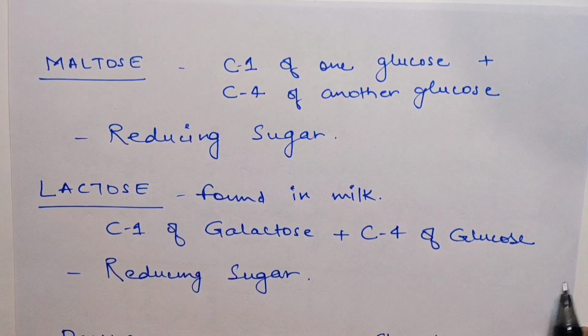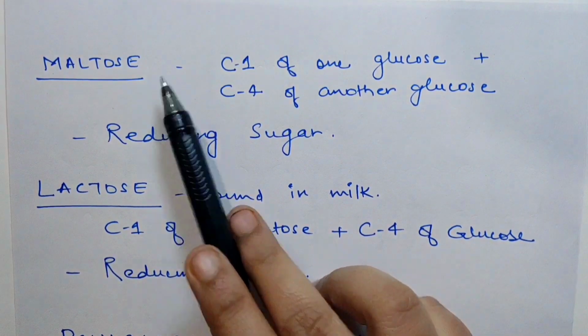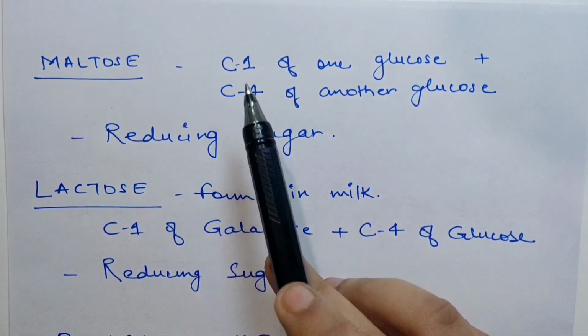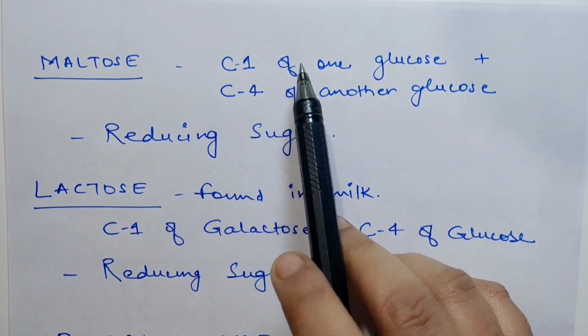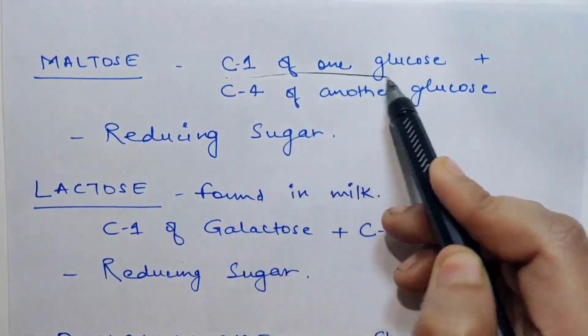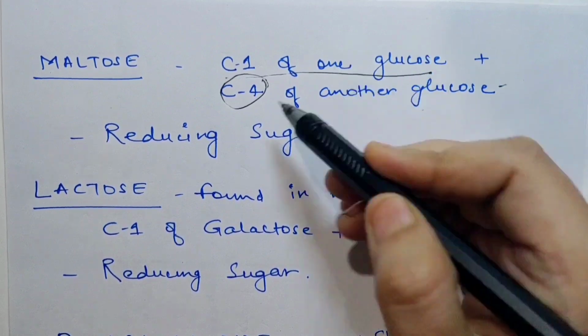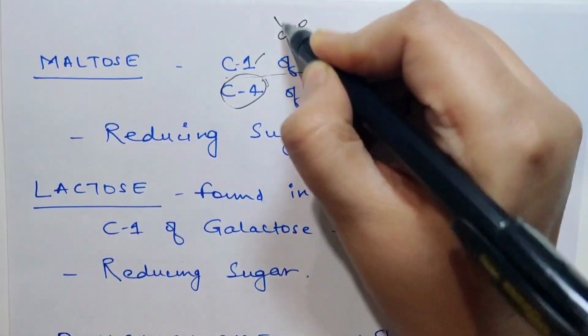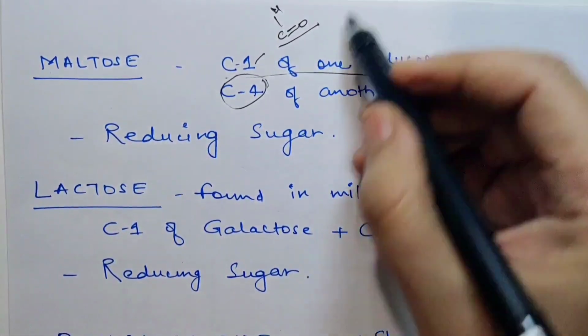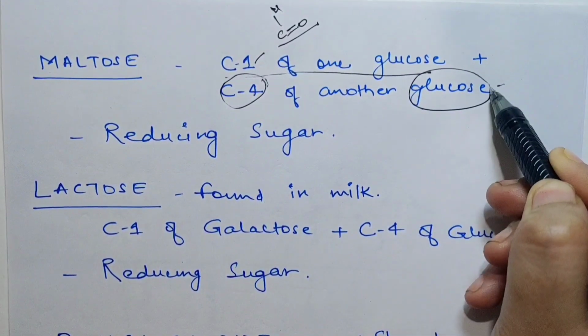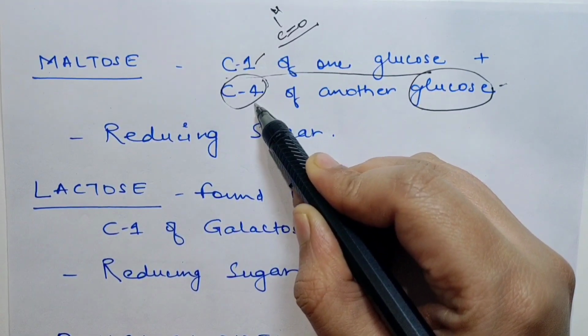Next we have maltose. Maltose, we saw, is made by alpha D glucose and alpha D glucose. Here the glycosidic linkage takes place between C1 of one glucose and C4 of another glucose. So C1, which had the aldehydic group, is busy, but with this glucose unit, C4 is being utilized for linking.